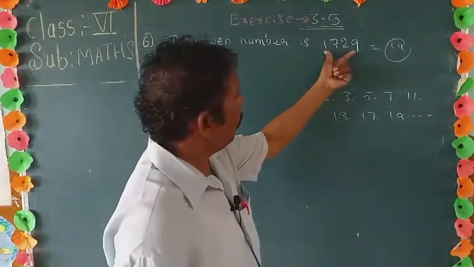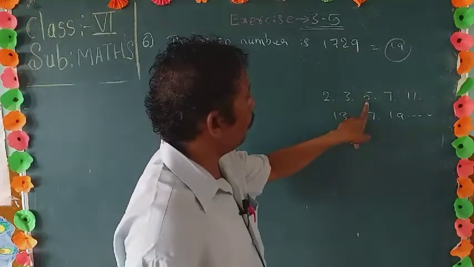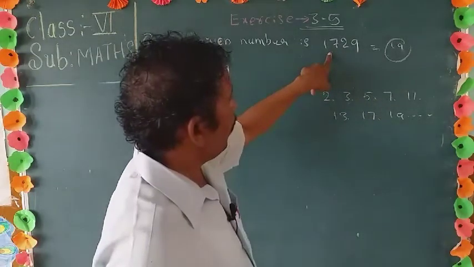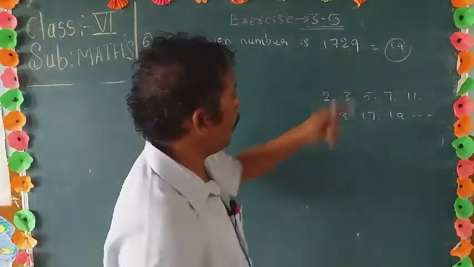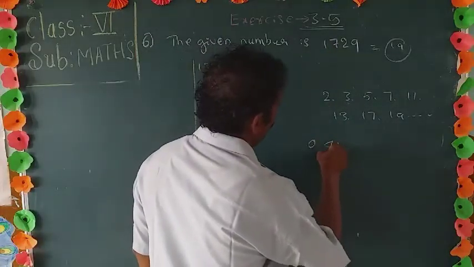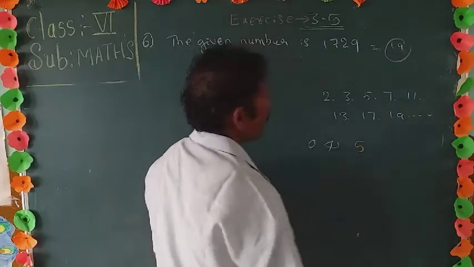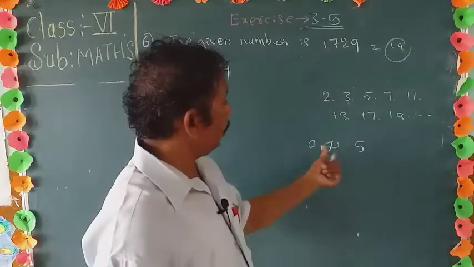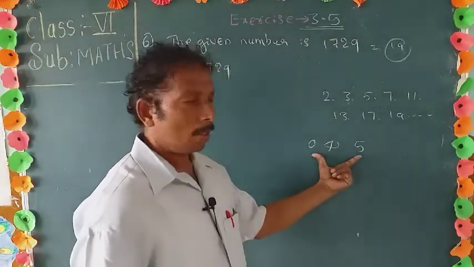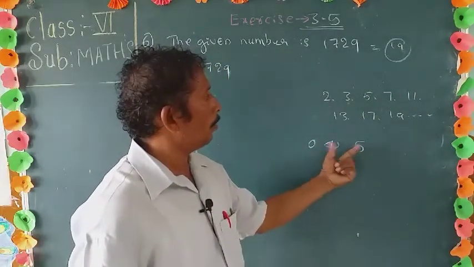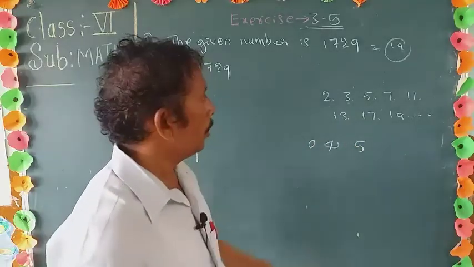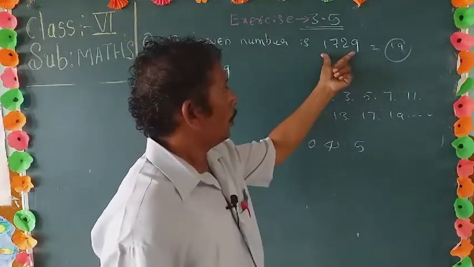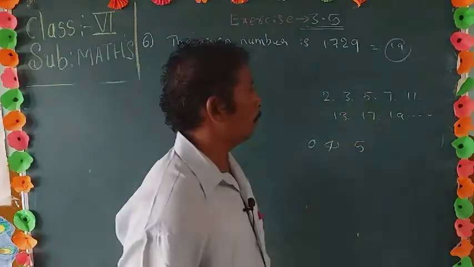And the number is also not divisible by 5 because to divide a number by 5, it should end with 0 or 5. Any number ending with 0 or 5 can be divided by 5. Otherwise, the number cannot be divisible by 5.